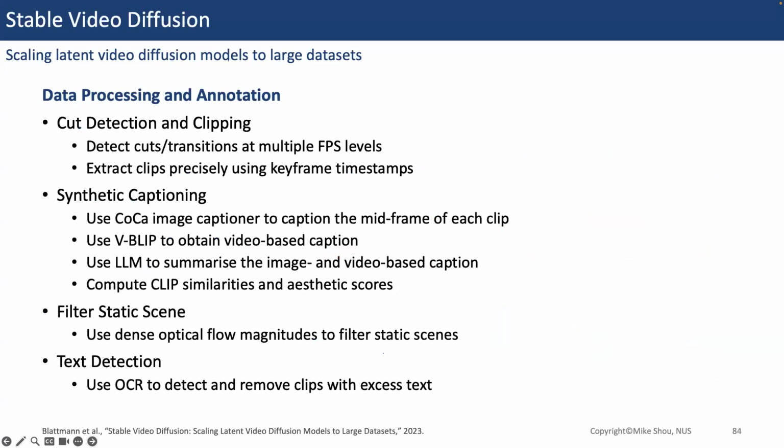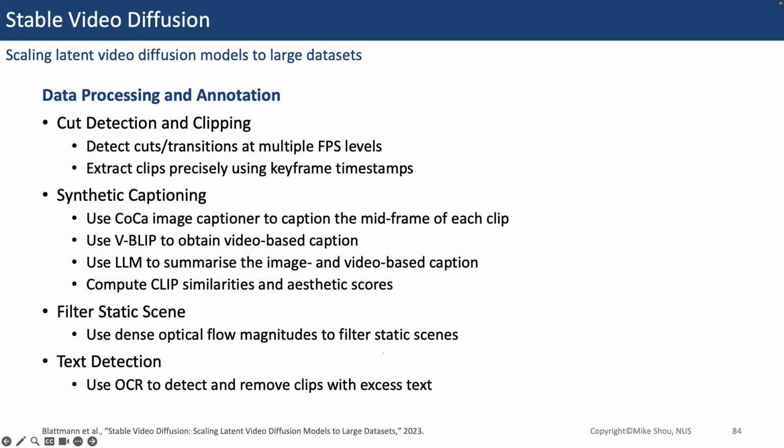And notably, Stability AI just released Stable Video Diffusion, or SVD. So it follows a similar direction as LaVie by creating a better training dataset and focusing on the data processing and also annotation. They implemented several steps such as cut detection and clipping to ensure the text description corresponds precisely to a single shot. And they also use some automatic methods to generate these captions, including models like BLIP. They also compute various similarities and other metrics to enhance the dataset.